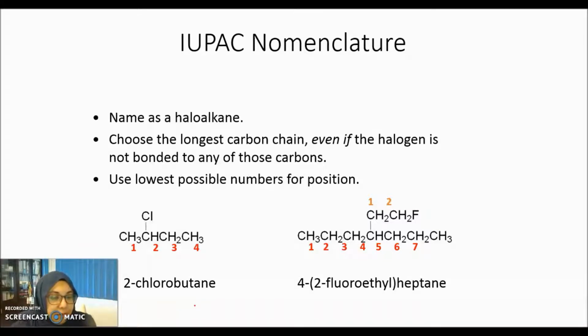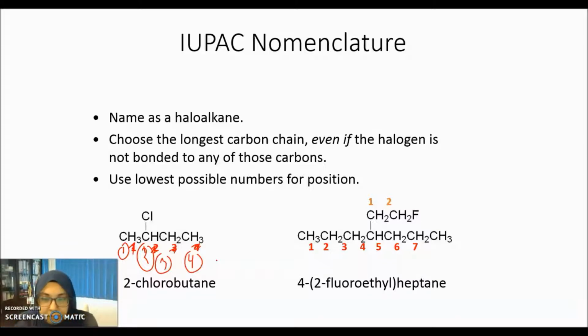For example, you have butane here with chlorine at carbon 2. If you see here, the numbering is slightly wrong. So you place number 1 here, number 2 here, number 3 and number 4. Remember, organic chemistry always prefers the lowest number of carbon possible. So that is applicable for the naming of this particular compound as well, where chlorine sits at carbon 2 when you read it from left to right.